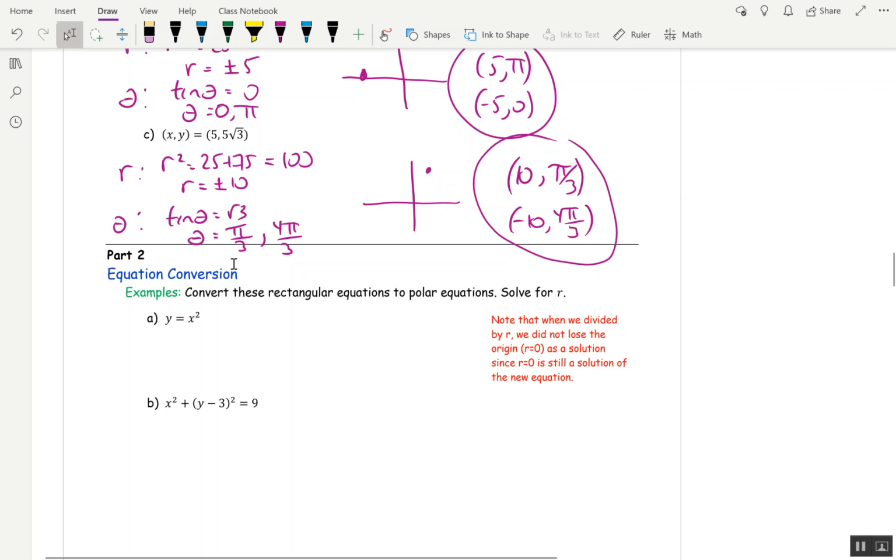This is 11.3 part 2, and we're going to convert equations. So just like converting coordinates, there's an easy direction and then a direction that requires a little more thought. Let's do the easy direction first.